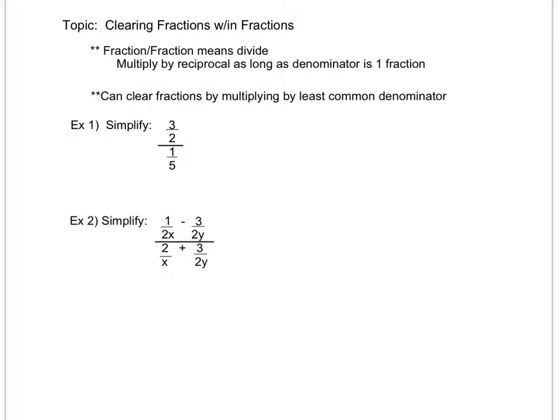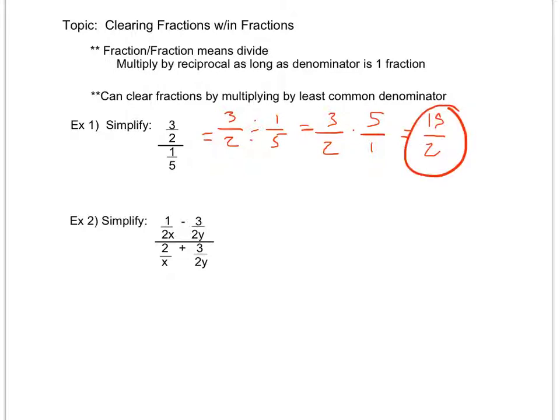In example 1, notice I have a fraction over a fraction. My bottom fraction is simply one fraction, so all I'm going to do is say I understand that this means divide, and I'm going to say this can be rewritten as 3 over 2 divided by 1 over 5, and I know that when I divide with fractions, that's the same thing as saying times the reciprocal of the second. Nothing to cancel, so I multiply straight across, and I get 15 over 2 as my final answer.